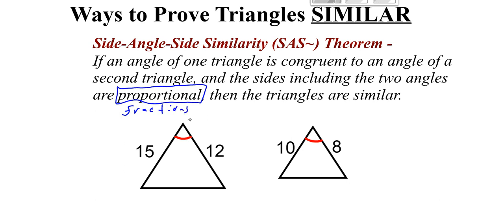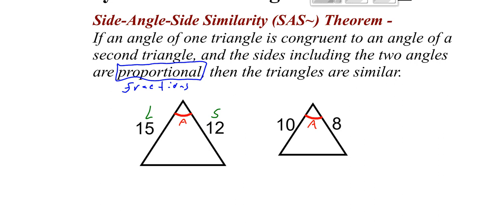So to show that these triangles are similar, we can see that these angles are congruent. We have our angle here. To show that the sides are proportional, we have to show that the proportions are the same. I'm going to call this the small side and this the large side. So if I have a proportion of, let's just do small over large.